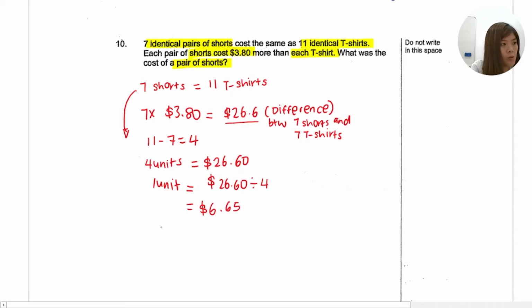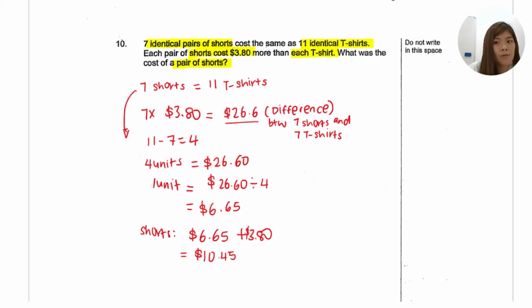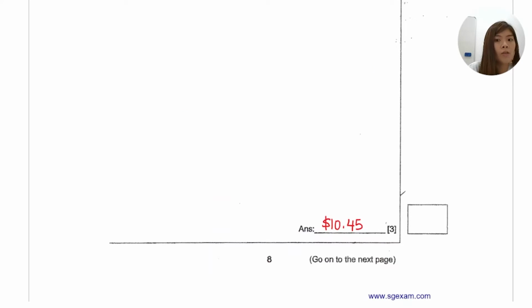Okay, so your shorts would be 665, 1 unit, plus 380. Okay, 1045. So this is 1045.